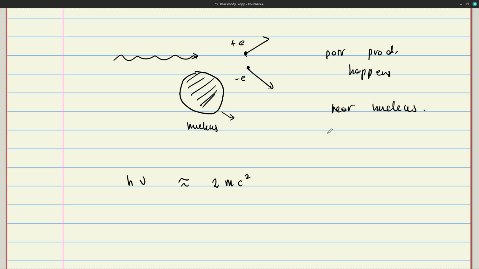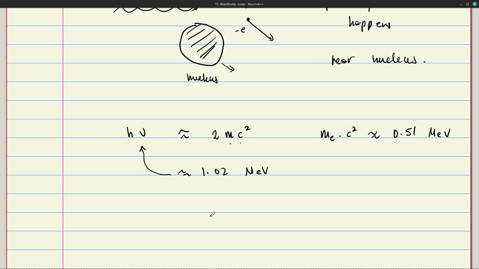So here is a good number to remember. m is the electron mass, c is the speed of light, so m electron times c squared. This is an energy unit, and a very good scale for this is MeV. So this is going to be 0.51 MeV, mega electron volt. Then we need at least 1.02 mega electron volt energy. So this is the requirement for frequency, and this frequency corresponds to so-called gamma rays.